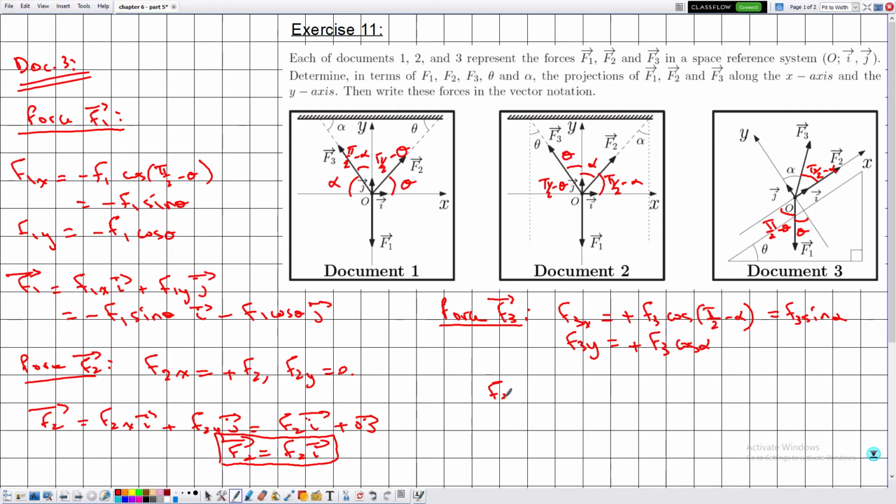Now in this case the force F3, which is equal to F3x i plus F3y j, is equal to F3 sine alpha i plus F3 cosine alpha j. So F3 is simply given by F3 sine alpha i plus F3 cosine alpha j.